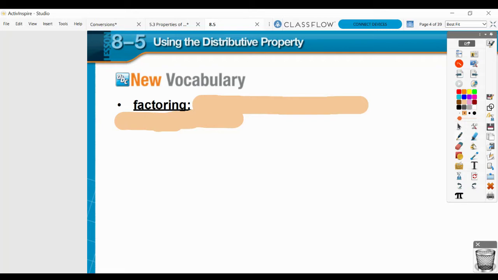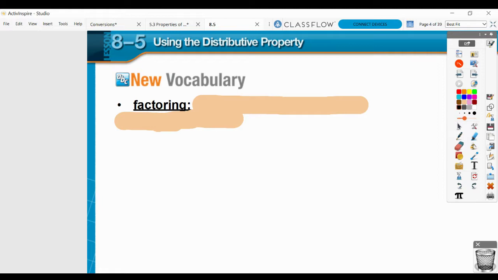Okay, today we are going to start a new section. It is 8.5 and it is on factoring. So basically we are going to be factoring out numbers. You probably have done this already, but we'll do a little bit of review of it.